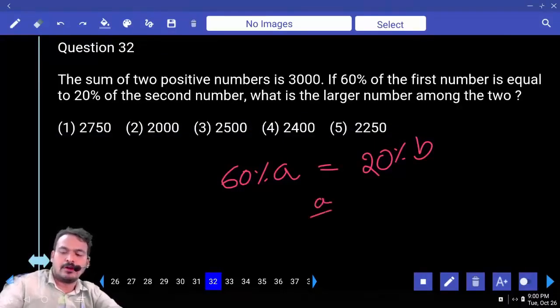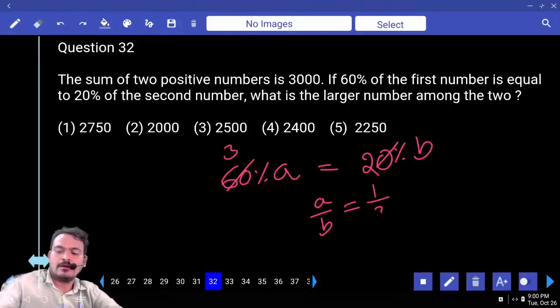Then A by B equals 20 by 60. How many times 20 is 60? 3 times. Then A by B equals how much? 1 by 3, or not? B is how many parts? 3 parts. A is how many parts? 1 part. Total number of parts are 4 parts.